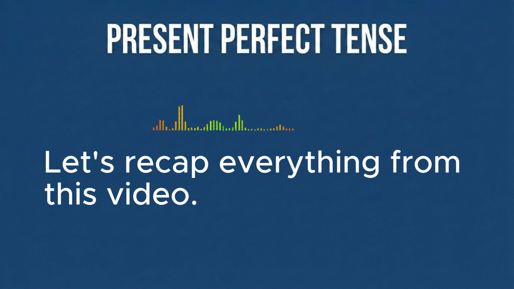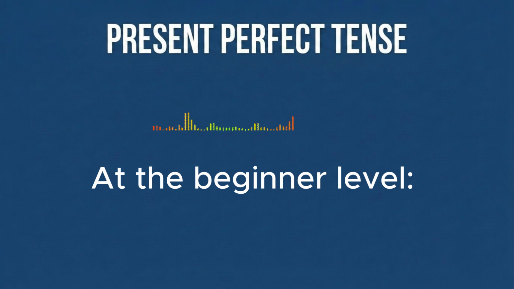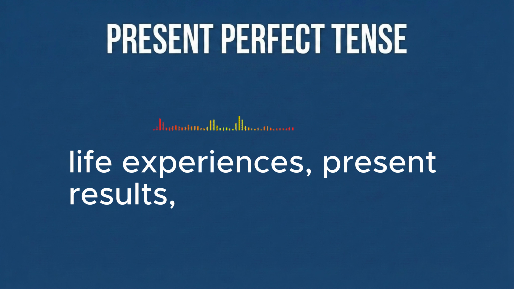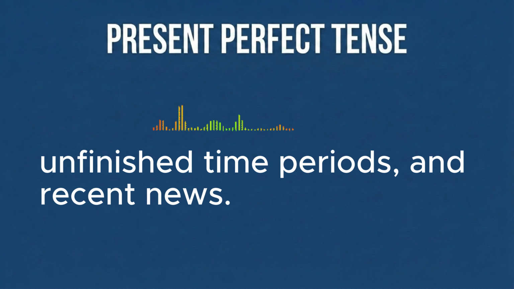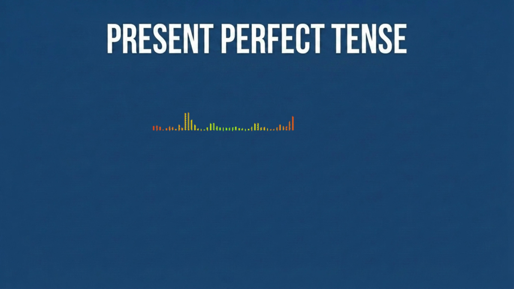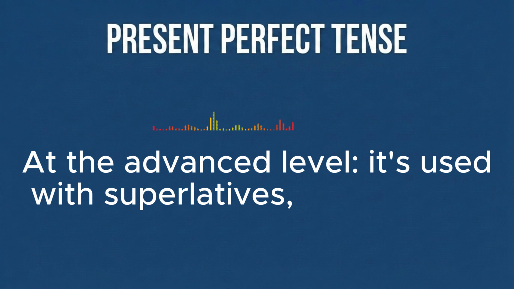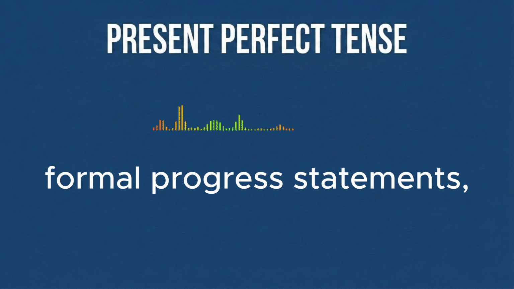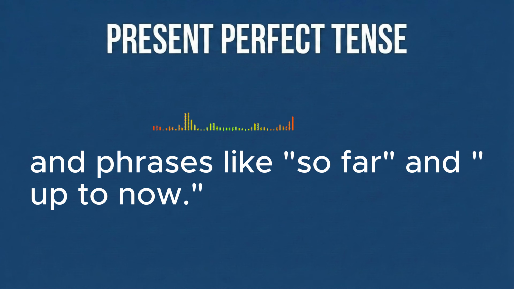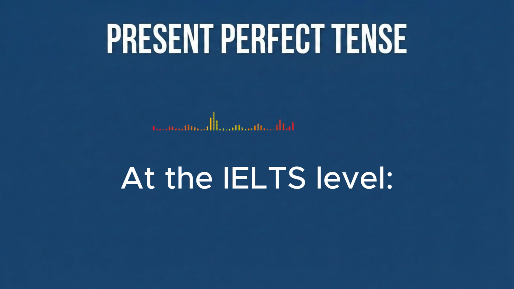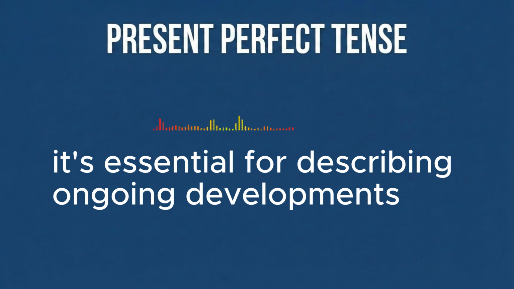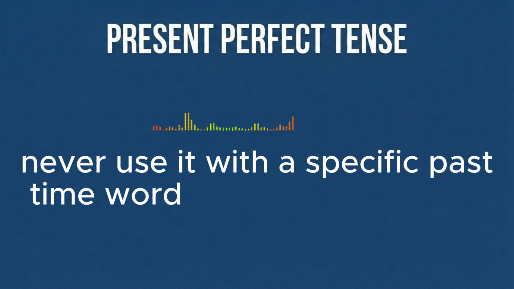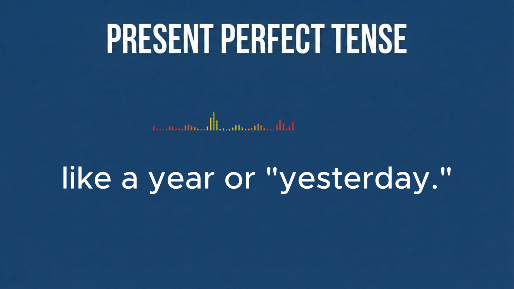Let's recap everything from this video. At the beginner level, the present perfect connects the past to the present. Life experiences, present results, unfinished time periods, and recent news. At the advanced level, it's used with superlatives, repeated actions up to now, formal progress statements, and phrases like so far and up to now. At the IELTS level, it's essential for describing ongoing developments and life experiences. But remember, never use it with a specific past time word, like a year or yesterday.